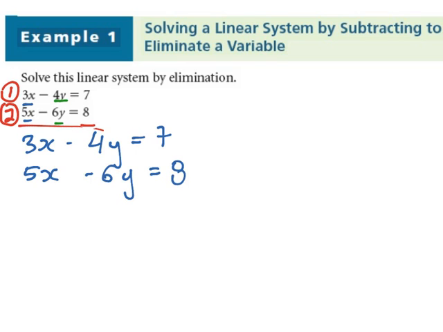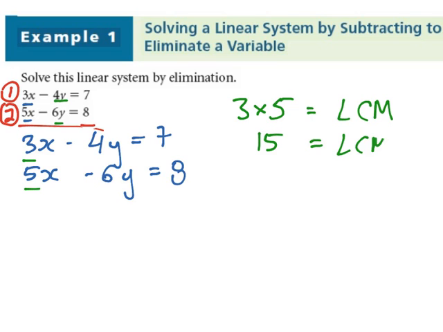We can't just eliminate it. What we have to do is match the coefficients together. So we're going to take the coefficients of the x's. The coefficients are 3 and 5. And we're going to find an LCM, or lowest common multiple, of 3 and 5. A good rule of thumb is just to multiply them, and usually that works. So in this case, 15 is the lowest common multiple.